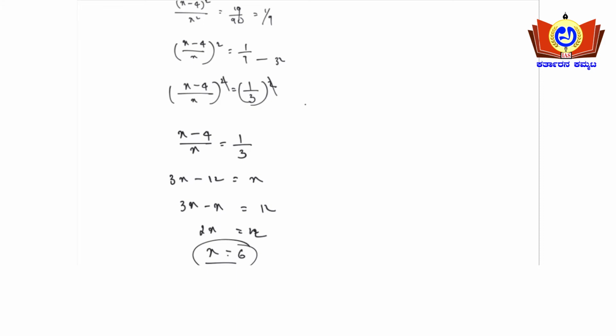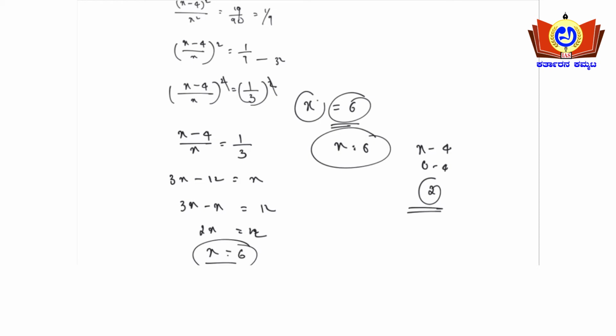So what is x here? We have got x equals 6. x is actually the time traveled by walking. So x equals 6. Four hours less means x minus 4, which is 6 minus 4, that is 2 hours. So while riding the tonga he will be taking 2 hours.